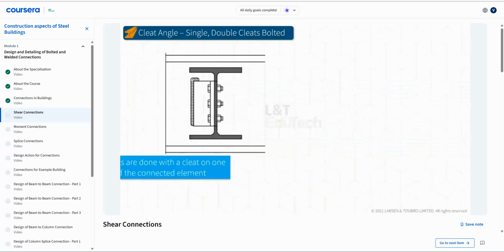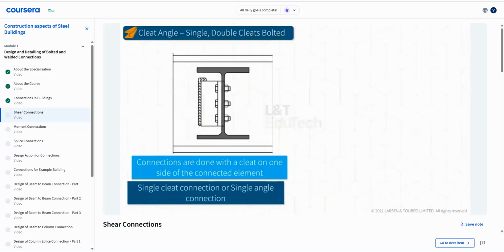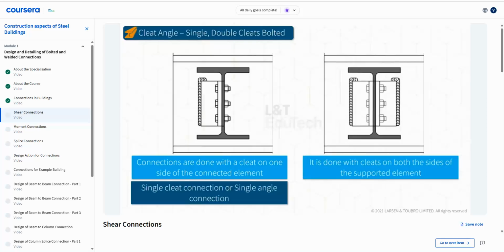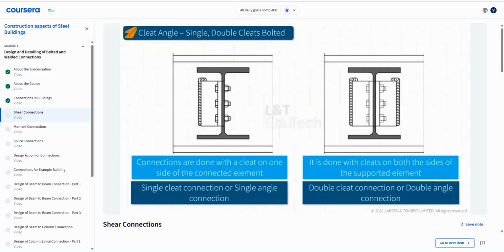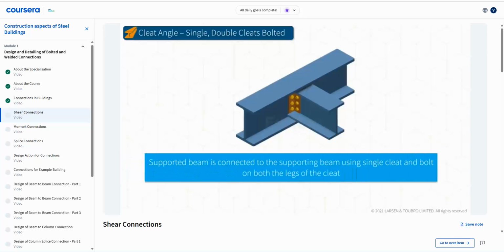When these connections are done with the cleat on one side of the connected element, it is called a single cleat connection or single angle connection. When it is done with cleats on both sides of the supported element, it is called double cleat connection or double angle connection. Here, the supported beam is connected to the supporting beam using a single cleat and bolt on both the legs of the cleat.